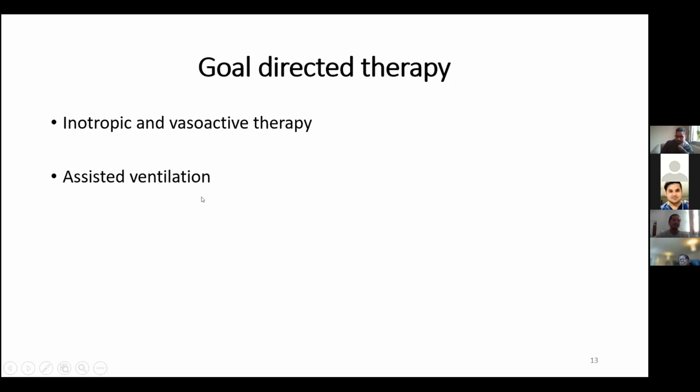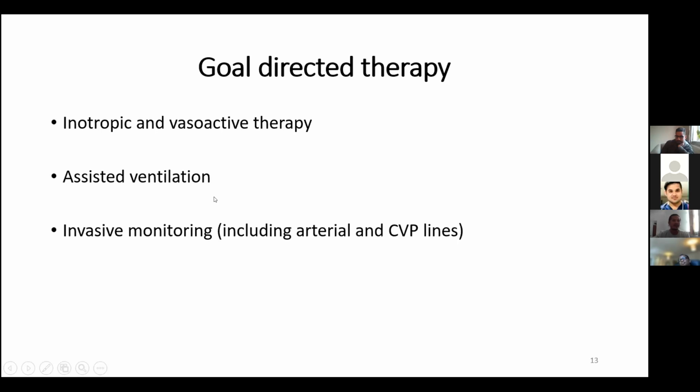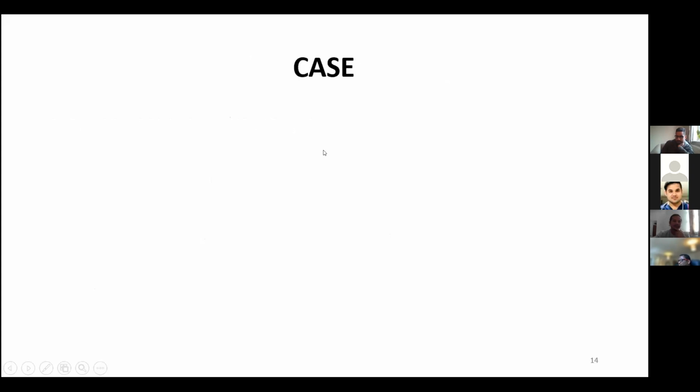And if the patient is critically sick, then we can think about assisted ventilation and invasive monitoring, including arterial line and CVP line. We have to get early ITU input in this kind of patient, and the patient should be swiftly shifted to ITU for further management. So let me discuss a case.